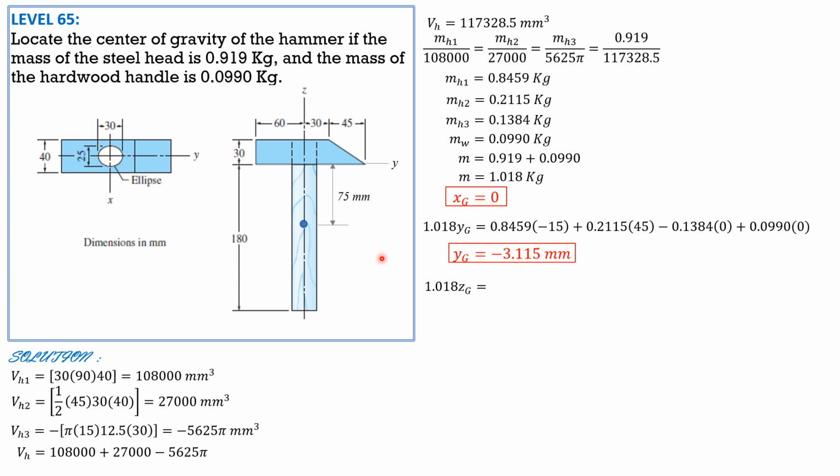So 1.018 zg is 0.8459 times 15 plus 0.2115 times 10. This 10 here, as I said, is 1/3 of 30 for hammerhead 2. Then minus 0.1384. The centroid of this portion is 15 mm above the y-axis, so that's 15. Then for the handle, 0.099 times negative 75. So solving, zg is equal to 5.209 mm. So that's it for this series of problems.